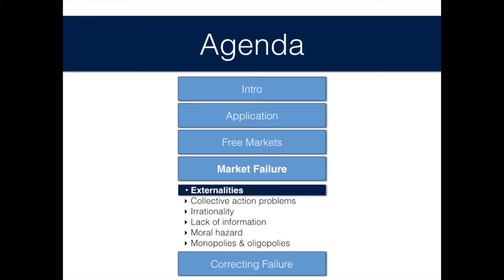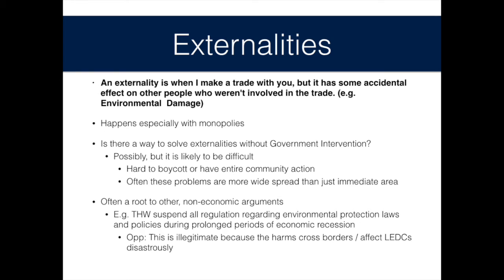So, the first one is externalities, and really most of these problems fall under the broad category of externalities. An externality is when I make a trade with you, but it has some accidental effect on other people who are not involved in the trade. If you think back to what I was talking about earlier, the reason why we like voluntary transactions is that all the parties involved consent to it because that transaction makes them better off. Well, sometimes people enter into transactions, but there's a third party that doesn't consent to that transaction, doesn't get compensated for it, yet is left worse off, or in some cases better off and hasn't paid for it.